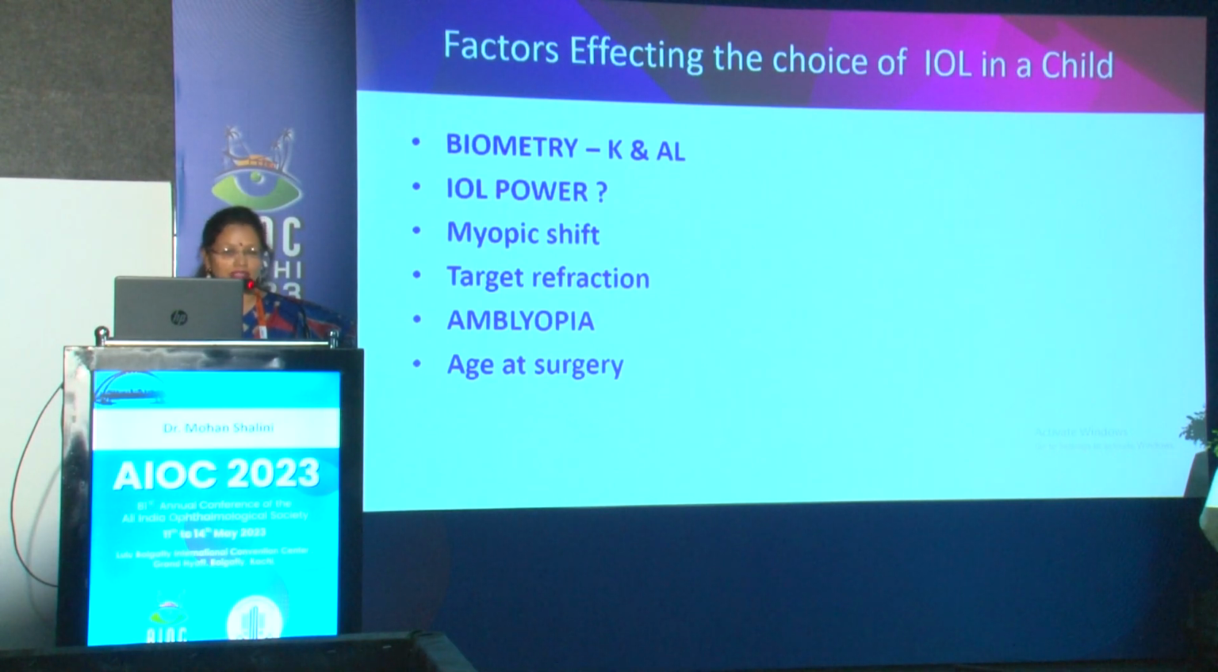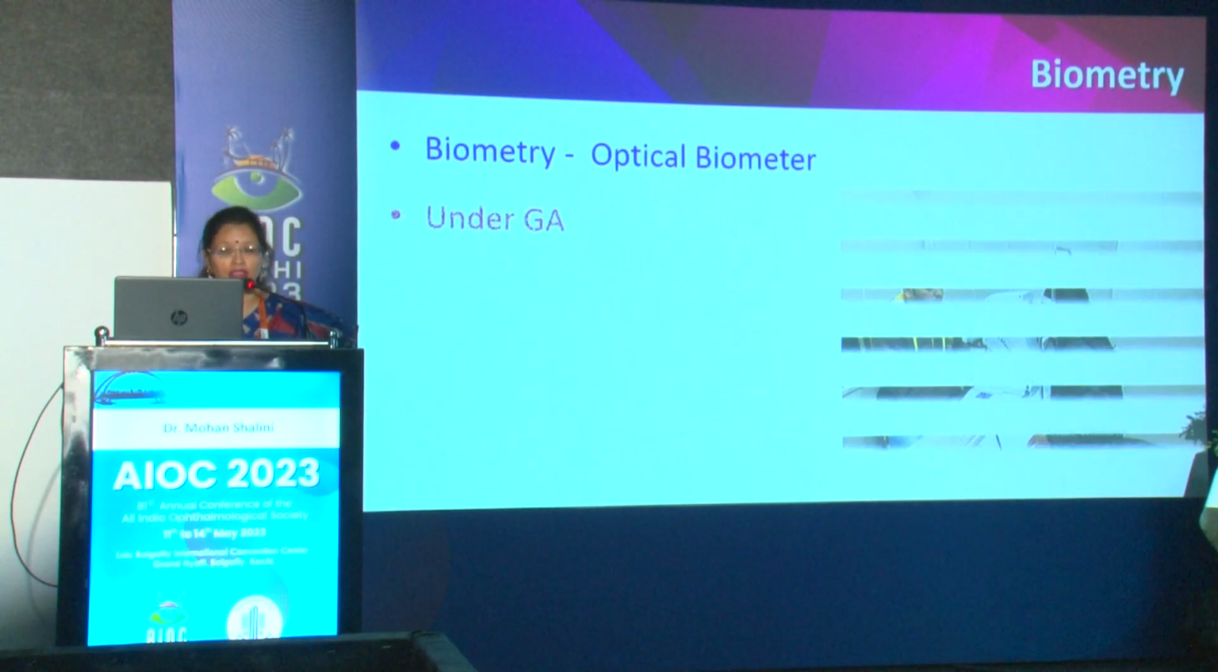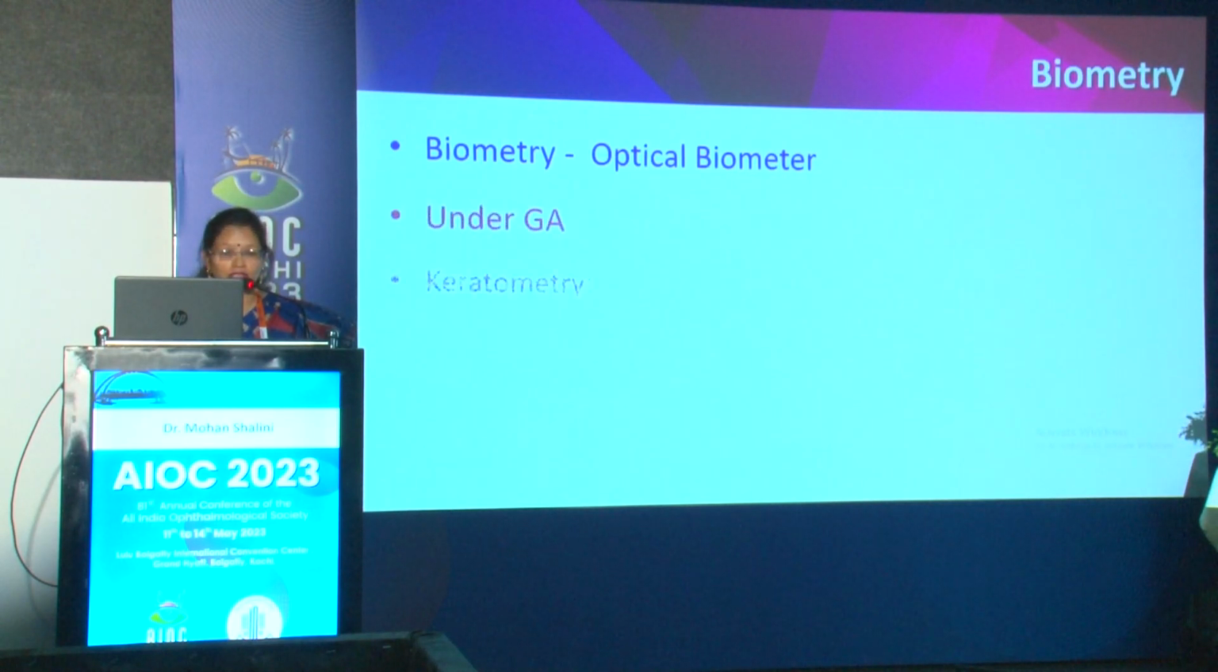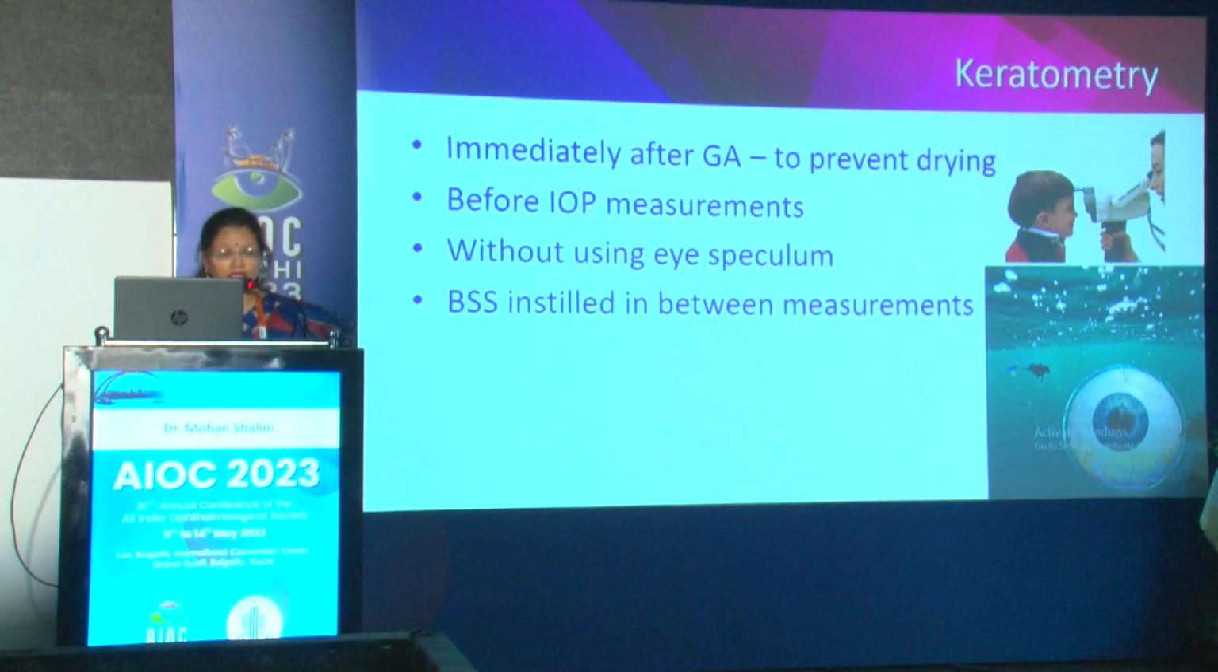Now, what are the factors that affect the choice of IOL in children? Primarily, it is biometry, that is K and axial length, IOL power, myopic shift, target refraction, amblyopia, and age at surgery. When we talk about biometry, the optical biometer is the gold standard. But how many children can we make sit on the biometer? We need to do it under general anesthesia. Now, when we talk of keratometry, autokeratometers and handheld keratometers are required. But actually, how many centers have these handheld keratometers? So, what we need to do?